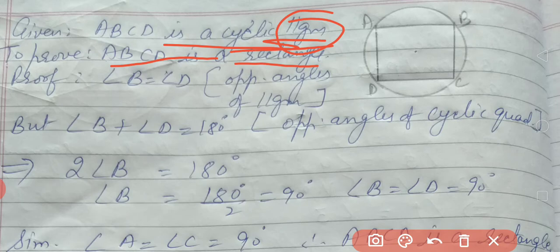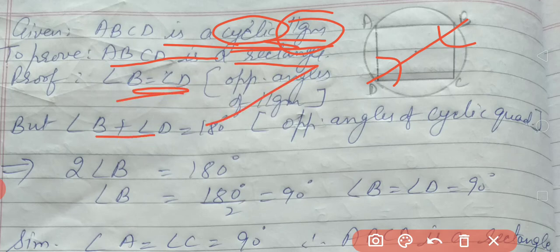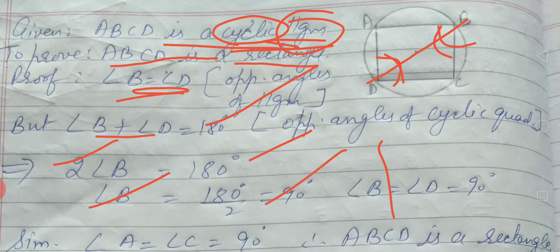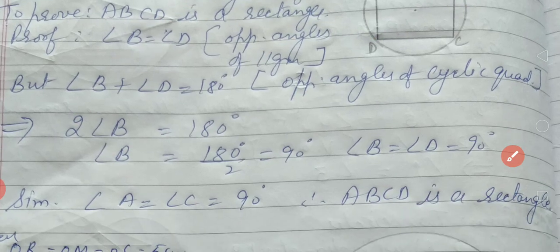We know that opposite angles in a parallelogram are equal, so B and D are equal. But it is also given that it is cyclic, so the sum is 180 degrees, so B plus D is 180 degrees. B and D are equal, so 2 times B is 180 degrees and angle B is 90 degrees. So both B and D are 90 degrees, and similarly A and C are also 90 degrees, and ABCD is a rectangle. So that's all for today.